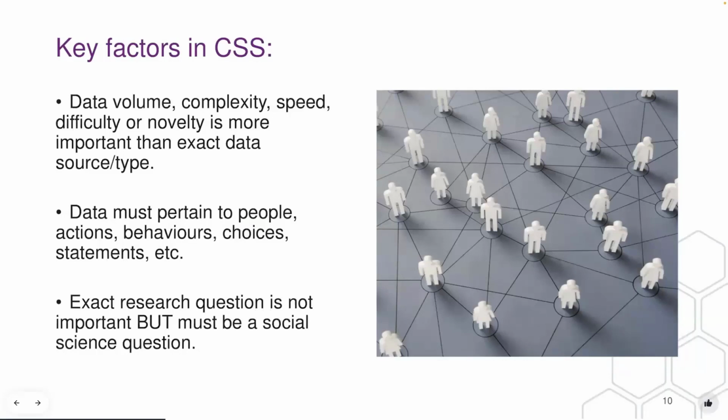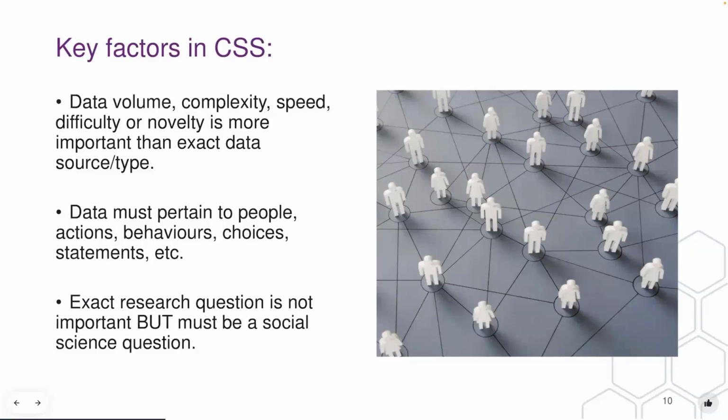And the first one of these is data volume, complexity, speed, difficulty, or novelty. And this is more important than the exact data source or type. So in our previous example, where we had parish records, the source of data is not entirely important. It's about the volume and the complexity, and that difficulty or the novelty of that data.